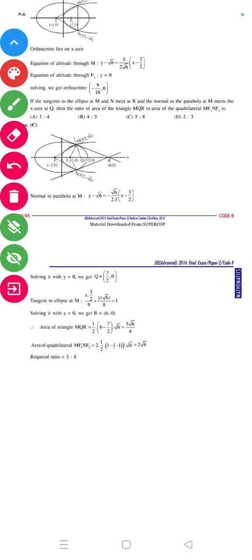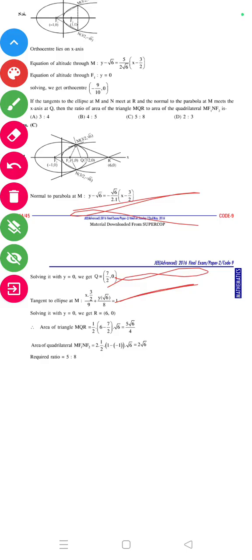Normal to the parabola at M: y − √6 = −(√6/2)(x − 3/2). Solving it with y = 0, we get Q = (7/2, 0). Tangent to the ellipse at M: x(3/2)/9 + y√6/8 = 1. Solving it with y = 0, we get R = (6, 0).